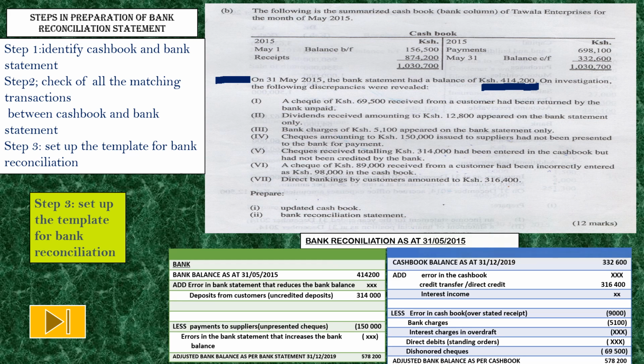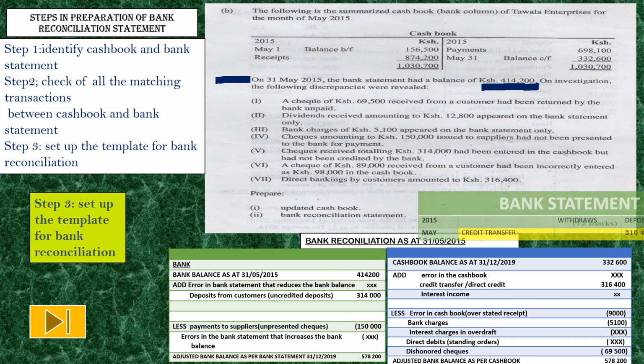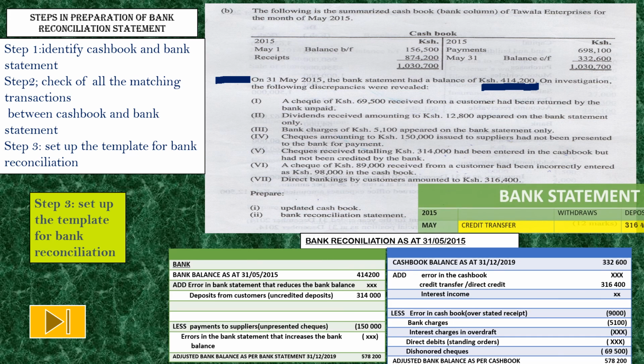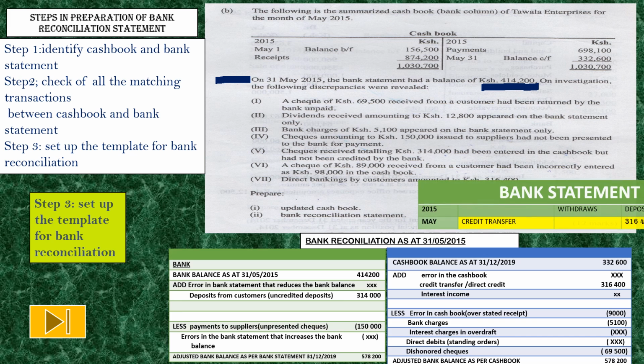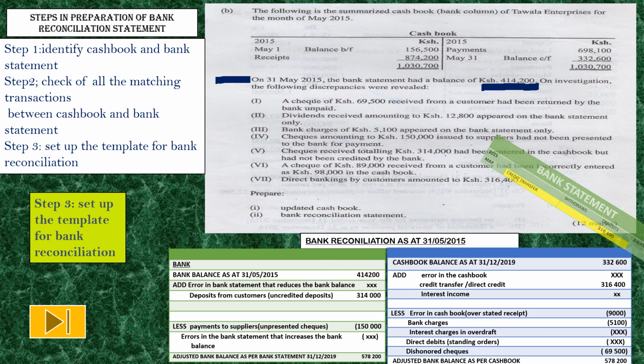Direct banking by a customer amounting to shillings 316,400. This was a customer who went direct to the bank and deposited the money. So we are not aware. That particular money was increasing the amount that we had within our bank, and therefore we come to the cash book. Because the money in the bank was increasing, we do the same to our cash book. This is usually referred to as a direct transfer or a direct credit. We increase with that 316,400.